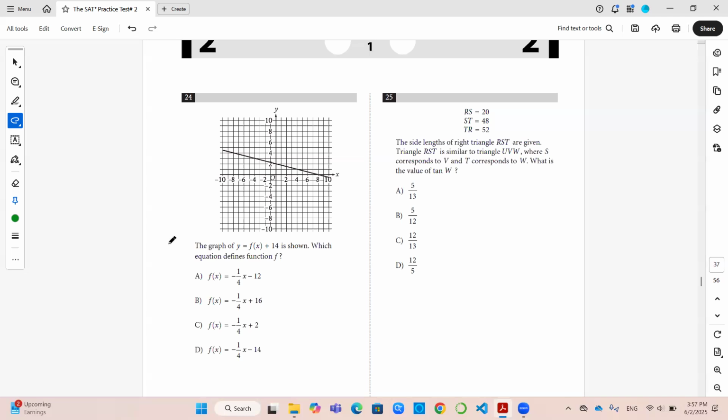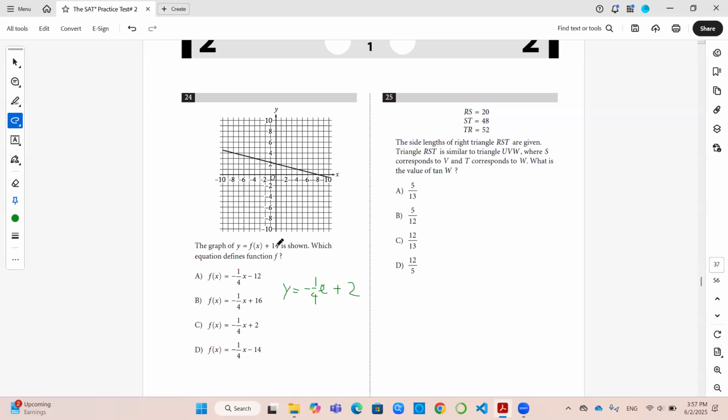The graph of y is equal to f of x plus 14 is shown. Which equation defines function f? So I'm going to go ahead and approximately say the slope is equal to minus 1 over 4. That's the slope. And then my y-intercept is 2.